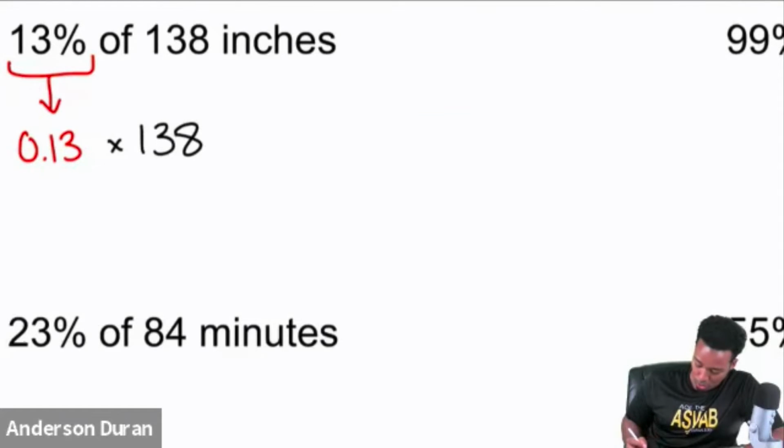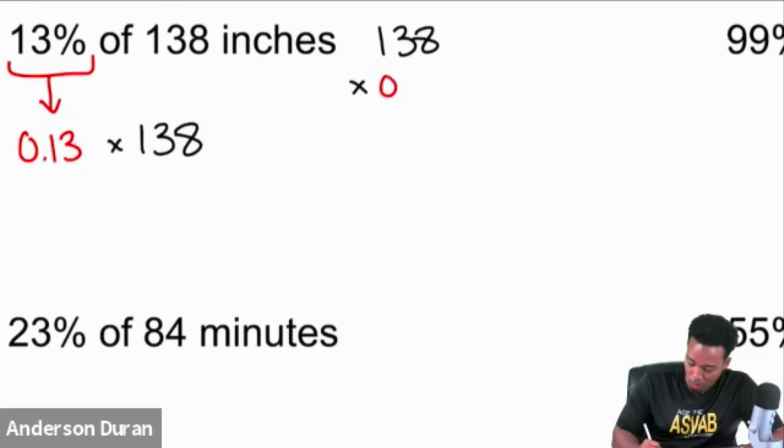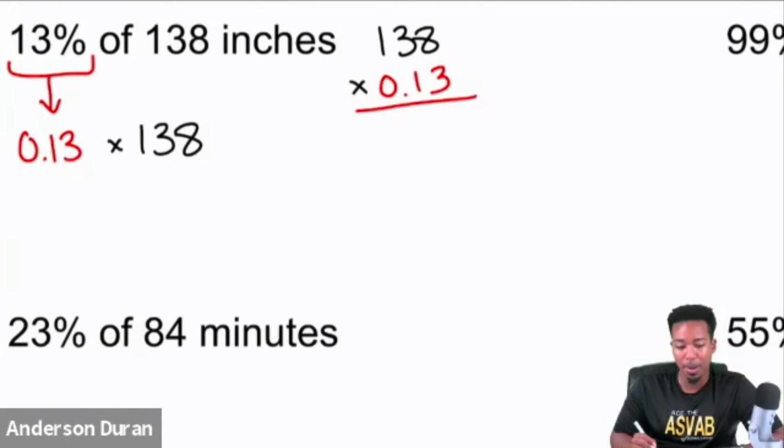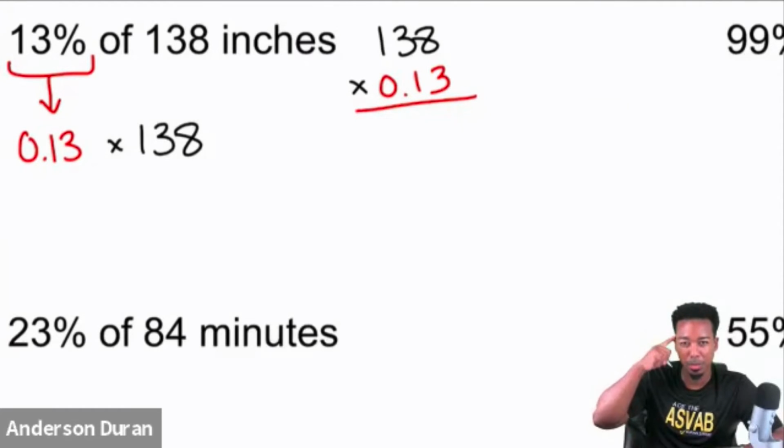And so what we're going to do here is do our math and get it done. So 138 multiplied by 0.13. Before we even begin, everybody, how many decimal places are we going to move back at the end? 2. Correct. These are things that you want to keep in the back of your mind while you work.